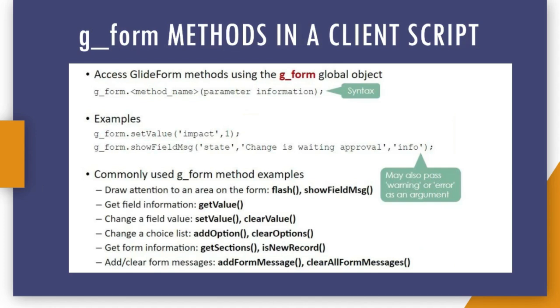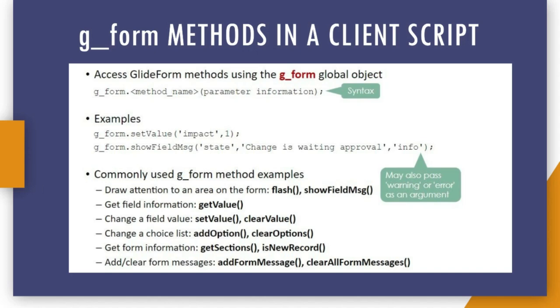You can see we can access GlideForm methods using the g_form global object: g_form.methodName and parameter information. This is the syntax for how we can use our g_form global object. For example, you can see g_form.setValue('impact', 1) and g_form.showFieldMsg('state', 'changes waiting approval', 'info').